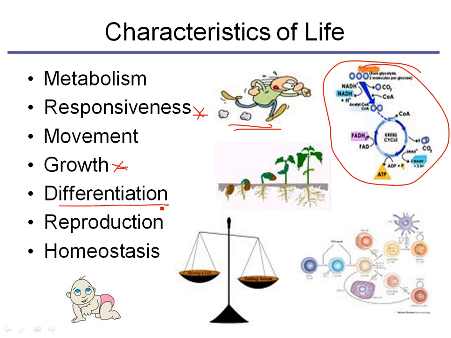Living things can make other living things. That's reproduction. And the biggie, living things do homeostasis. Homeostasis is the ability to maintain. Well, let me start over.